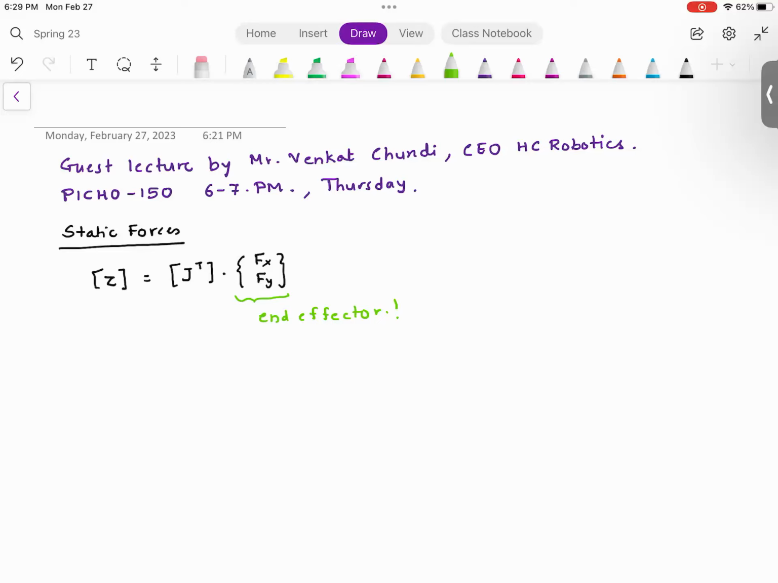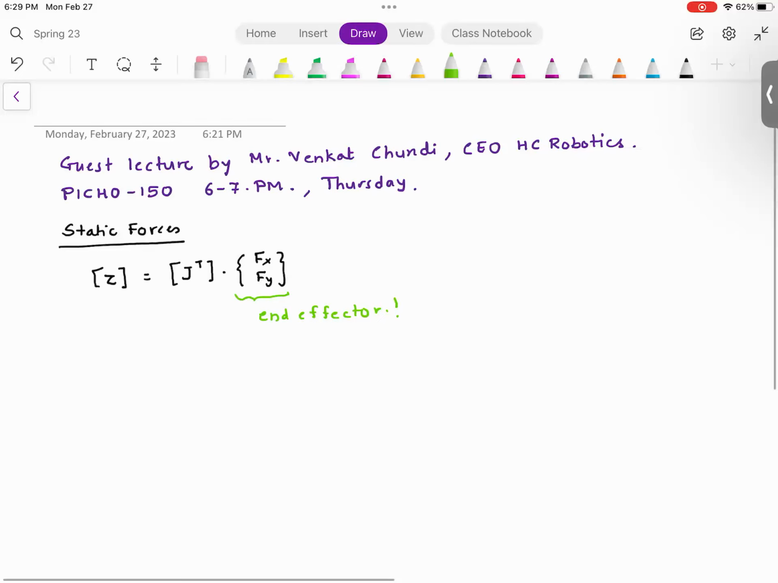Okay, so we talked about the static forces. Static forces means the velocities and accelerations are zero. But the robot arms are supposed to be moving objects. So robot arms move, so we have to find out the dynamical equations of motion.